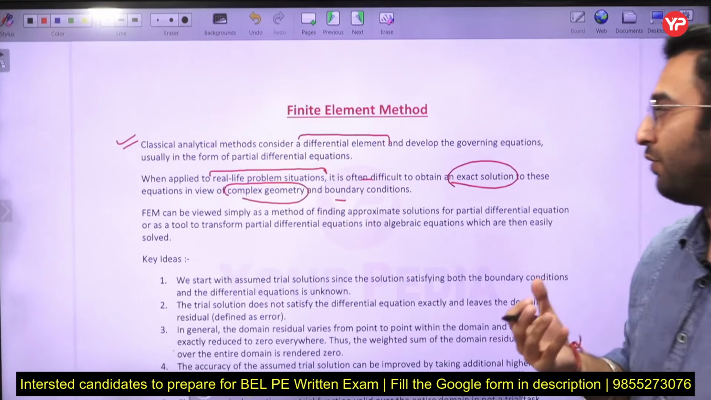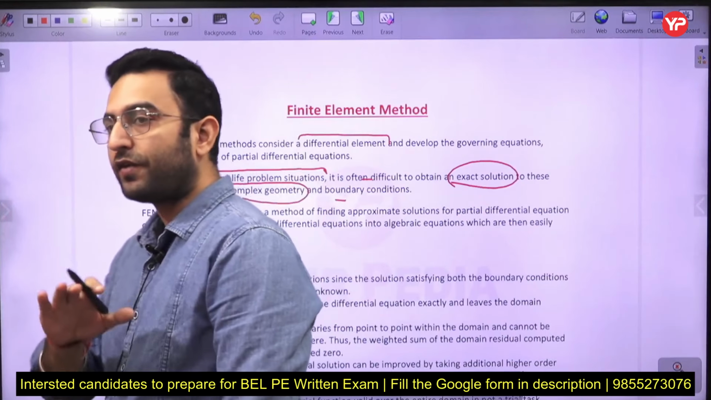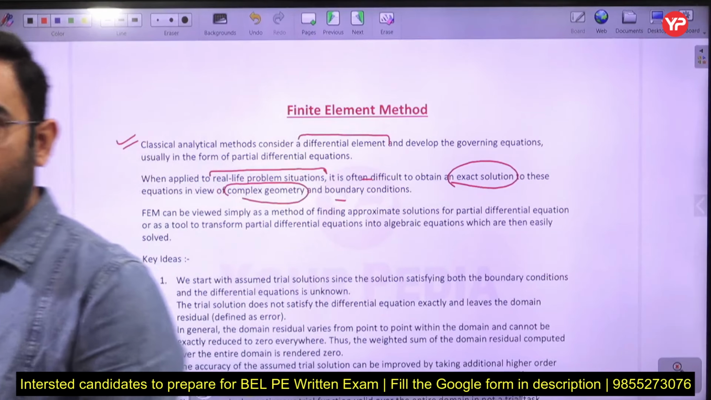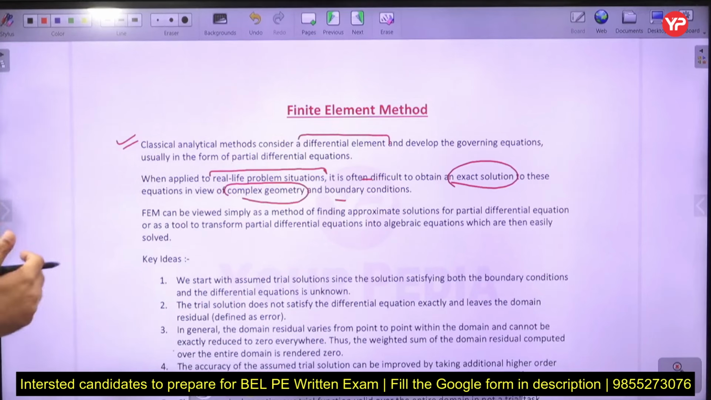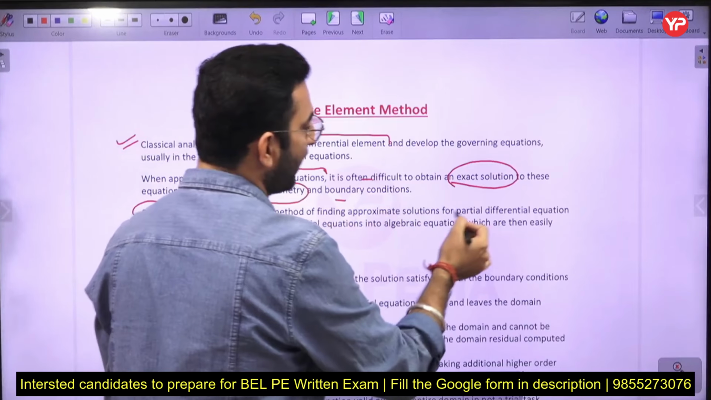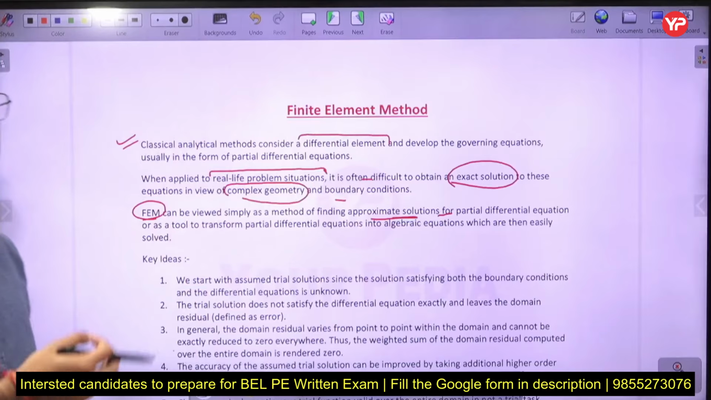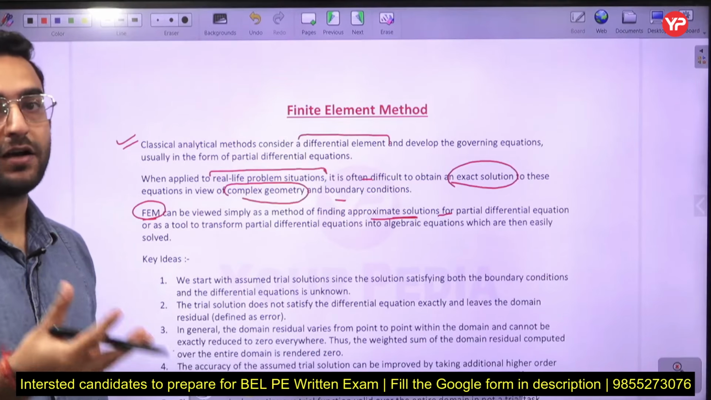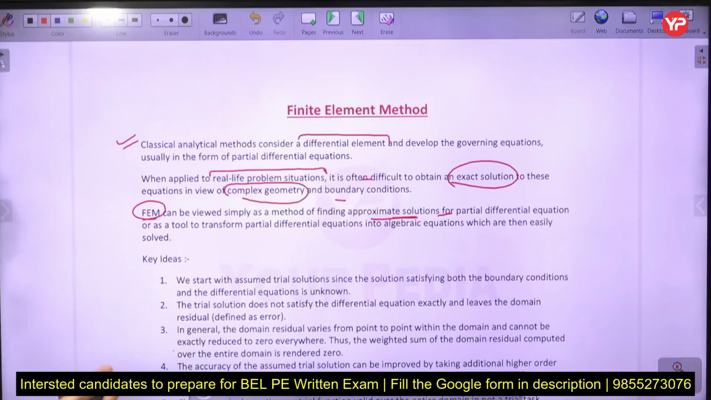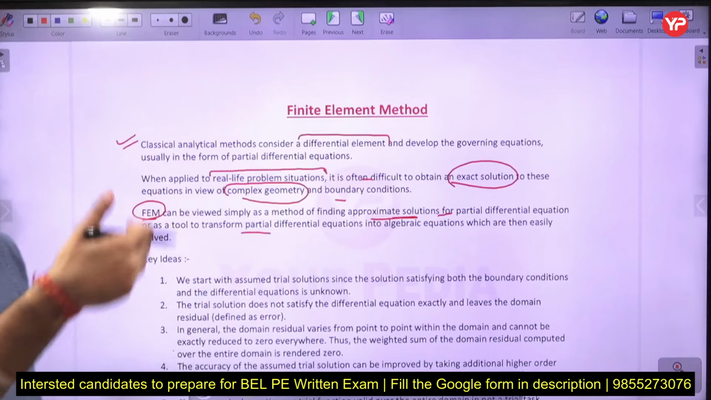In this case, we transform the governing differential equation into another form, or we try to find the approximate solution. So you can see FEM can be viewed as a method for finding an approximate solution. Since this is an approximate solution, there may be a chance that we have an error in our calculations. We transform the partial differential equation into different forms.